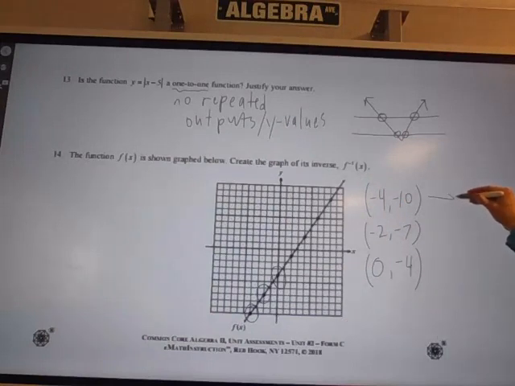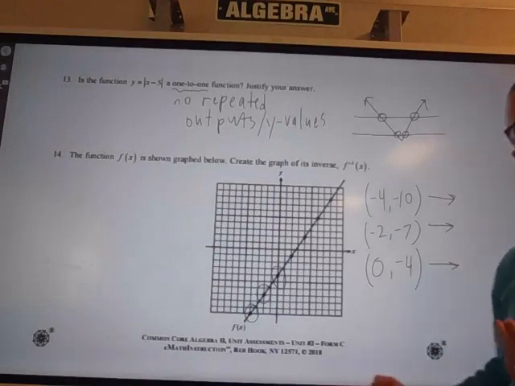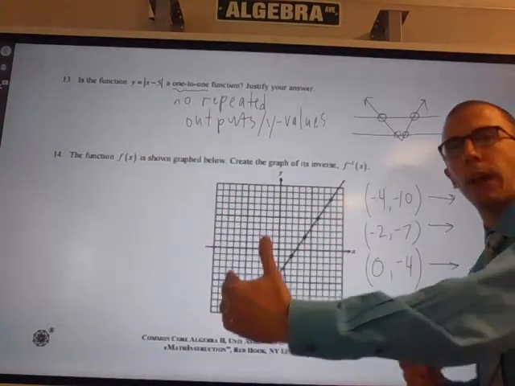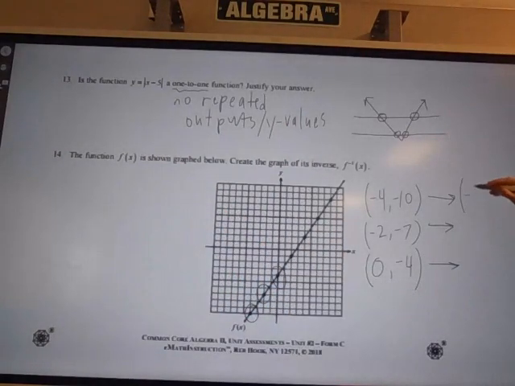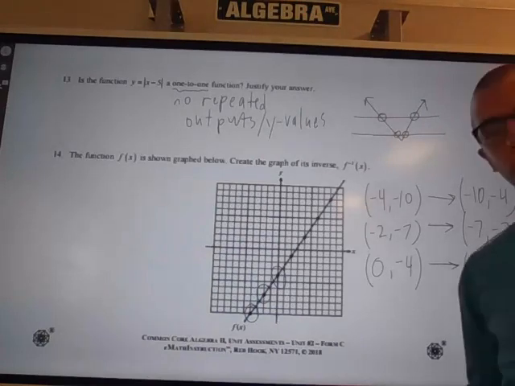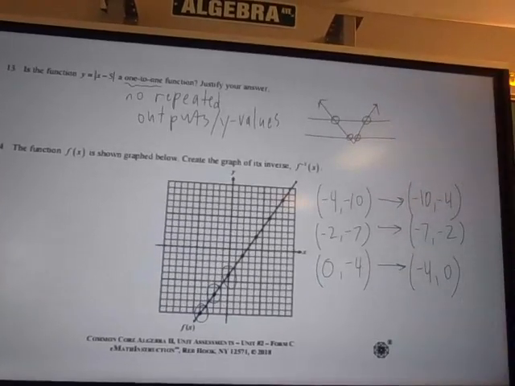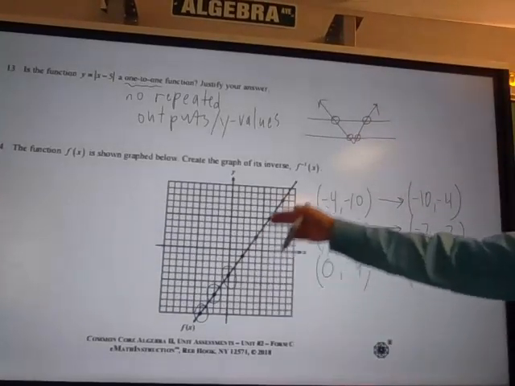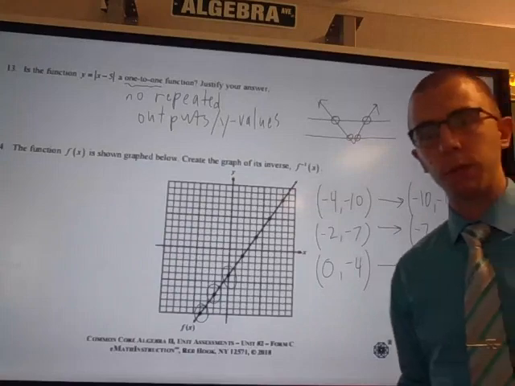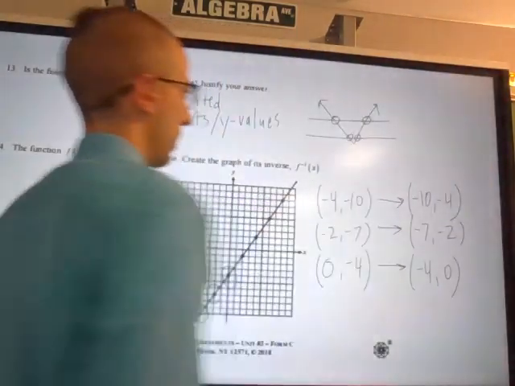And when we switch to the inverse, remember the inverse applies the old switcheroo: x becomes y, y becomes x. So these points become (-10, -4), (-7, -2), (-4, 0). That would have been enough. I asked for at least 3 points, a minimum of 3 points. You could have given me more, but 3 points would be sufficient. Okay?